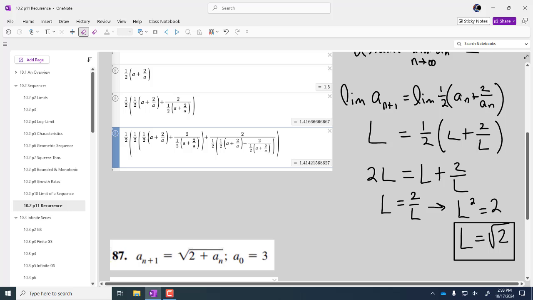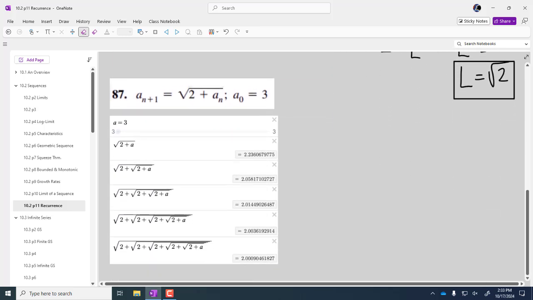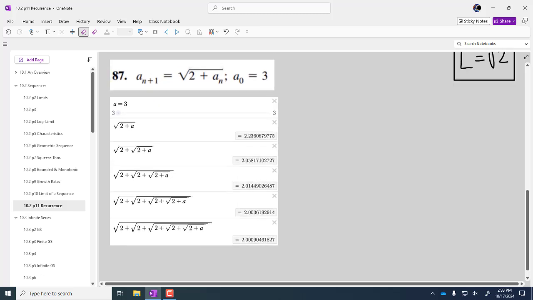Yeah, that's not easy to type into Desmos. No, Desmos can do that. Desmos can do all sorts of cool things.